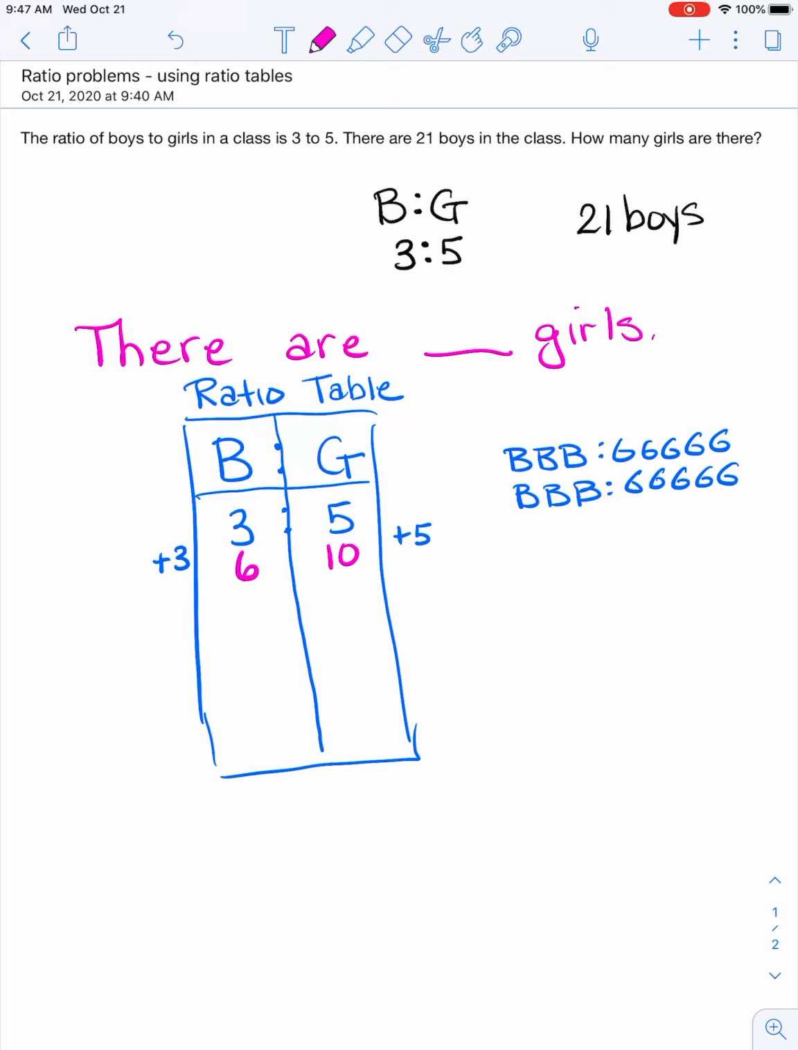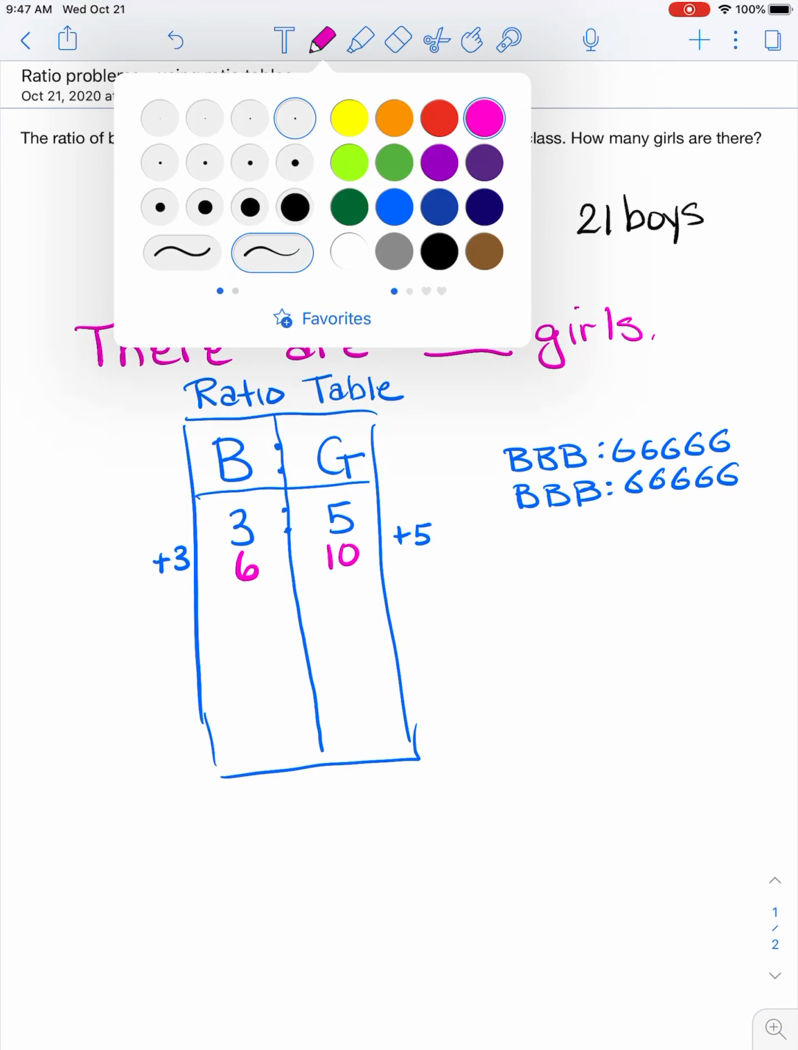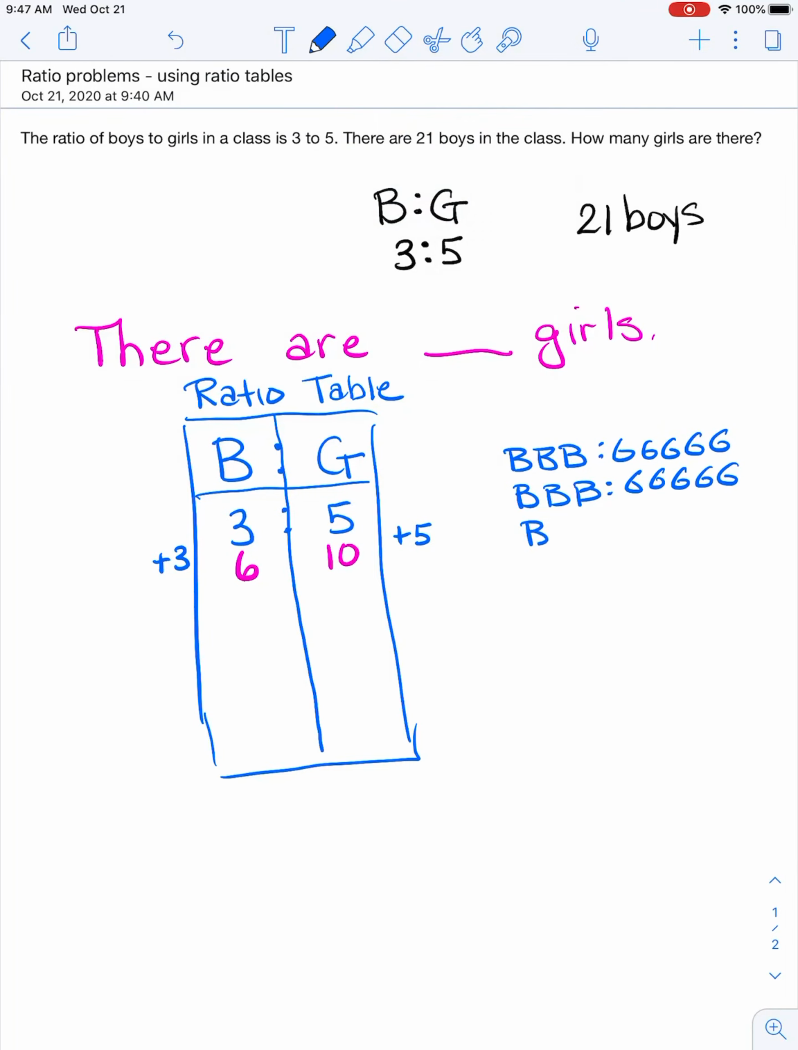Well, I see in my problem, I want 21 boys. So let's go back. Again, add according to the pattern. I have to add another 3 boys, and that is going to give me 9 boys and another 5 girls. And that's going to give me 15. And on and on and on.